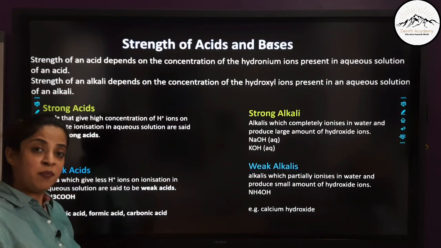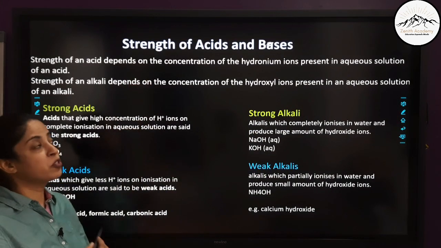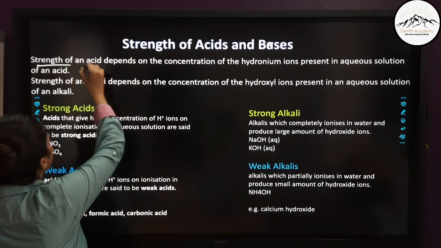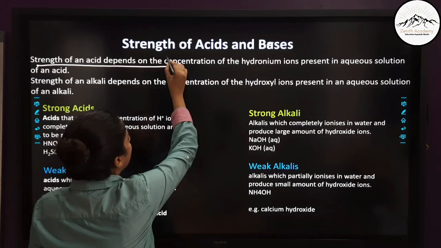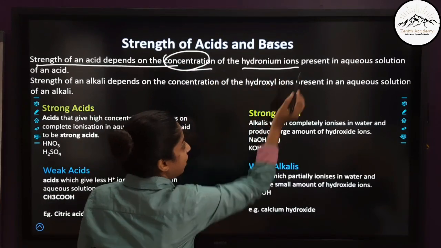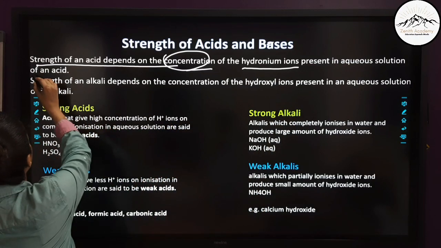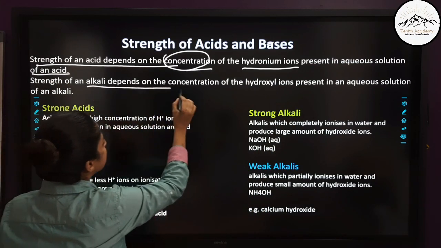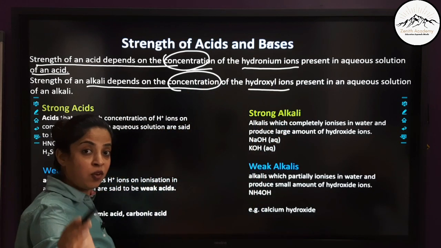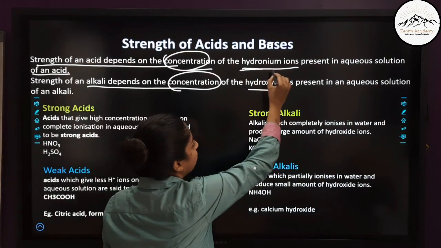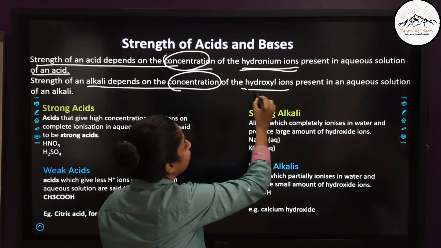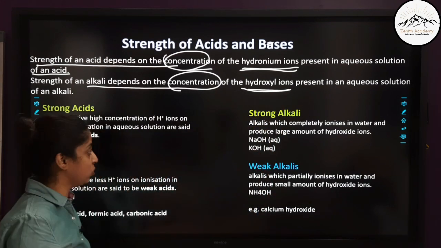Now children, acids and bases can also be classified on the basis of strength of acid and bases. So what do you mean by strength of acid? Strength of an acid depends on the concentration of the hydronium ions present in the aqueous solution of an acid. The strength of alkali depends on the concentration of hydroxyl ions. So strength of acid depends on how many hydronium ions are there, and strength of alkali depends on how many hydroxyl ions are there in the aqueous solution.